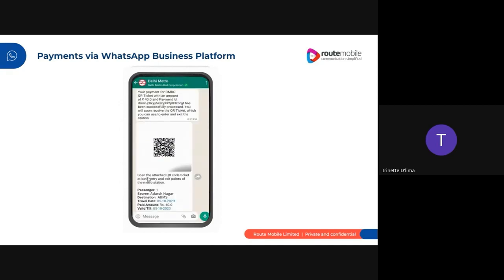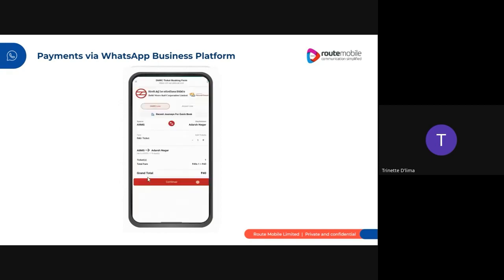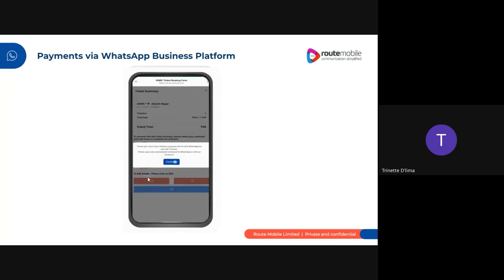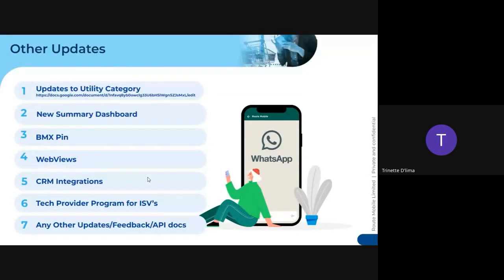This is UPI because DMRC was live only with UPI at the first level, and this screenshot is only with UPI. Now they are going to also implement other modes. Now there are certain other updates also with regards to payments and templates. Are there any other questions? Then I will take you all through these small internal Route Mobile features and functionalities.